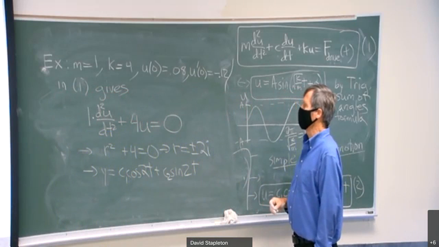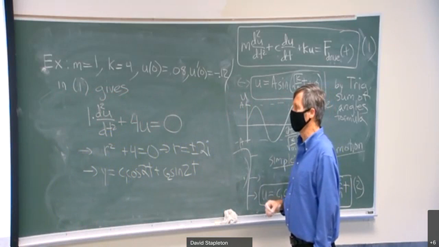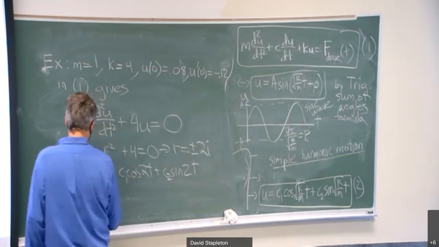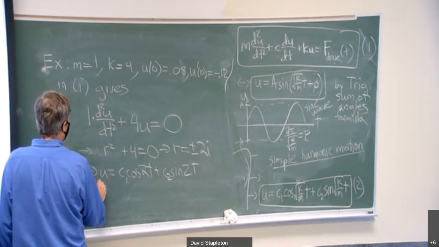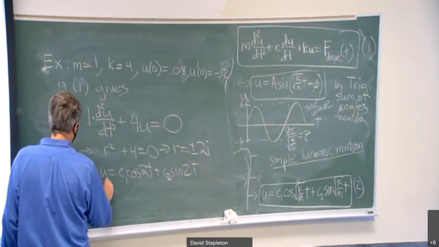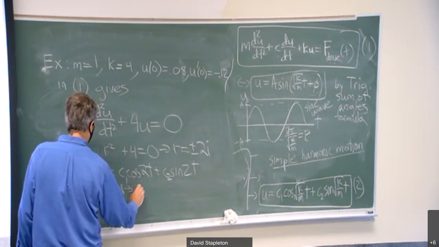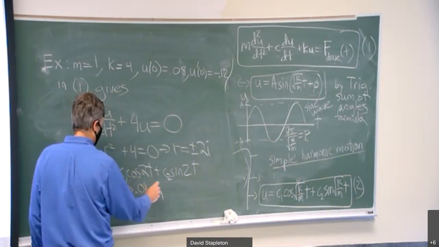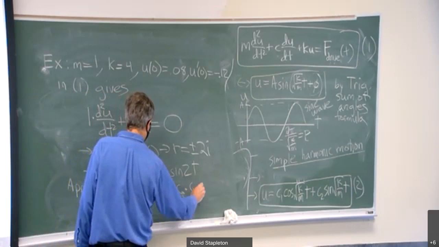I can, from the initial values, determine what C1 and C2 are. Oops, I put y as u. Apply u of 0 equals 0.08. That says that 0.08 equals C1 times cosine 0, which is 1, plus C2 times sine of 0, which is 0. Right?